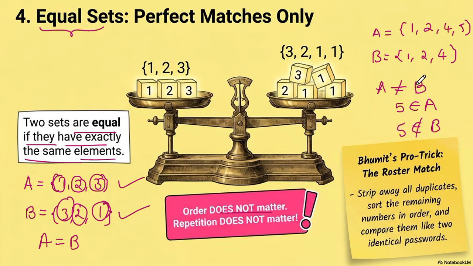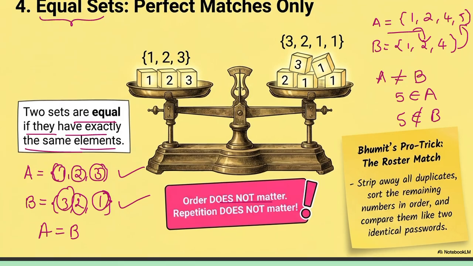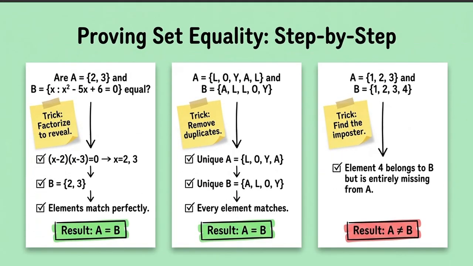Okay, so when can we say equal? Whenever every element of A must be an element of B and every element of B must be an element of A, then only we can say the sets are equal. So let's look at some examples.